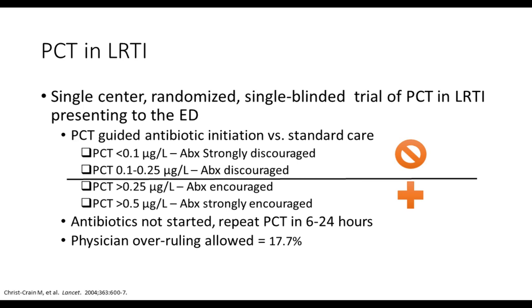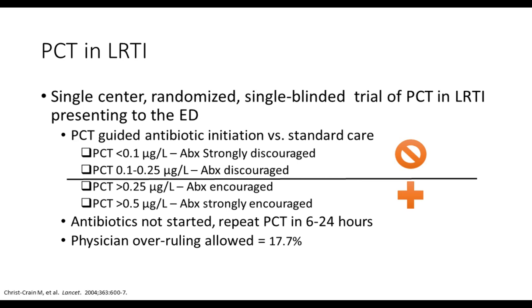They had a PCT algorithm where if the level was 0.25 or less, they discouraged antibiotics. If it was over 0.25, they encouraged it. And depending on how low or high it was, they might have more strongly discouraged or encouraged. If antibiotics weren't started, they recommended repeating it at 6 to 24 hours, and they allowed physician overruling because we always want to treat patients and not lab values.